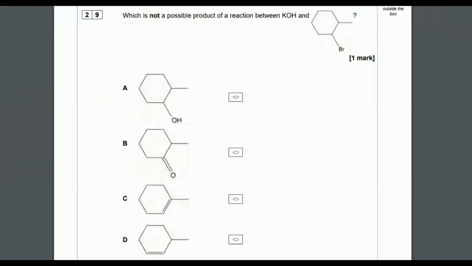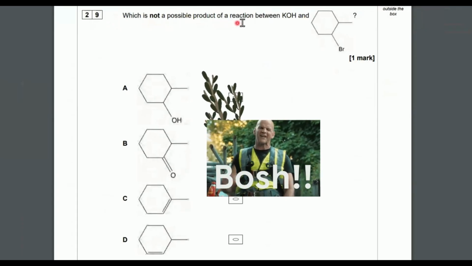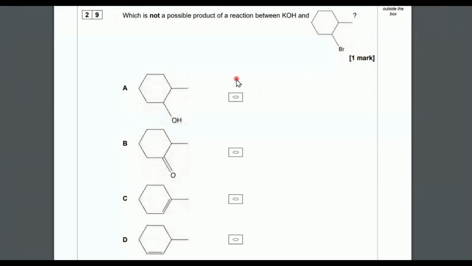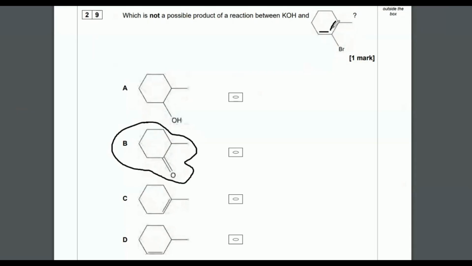Right. I need to shrink this so we get all of that in. Which is not a possible product of a reaction between potassium hydroxide and this? I've seen this kind of question quite a lot, actually. That straight away, you ain't going to get that. If you can get that, then you can get that. This is just adding a double bond either here or here. So if you can get one of them, you can get the other one. So the fact that they're both there means we have to be able to do that. That is just nucleophilic substitution, OH attacking there and joining on there. And here, there's no way we can turn that into a carbonyl group. So this is not a possible product with just KOH. That ain't going to happen. Right.